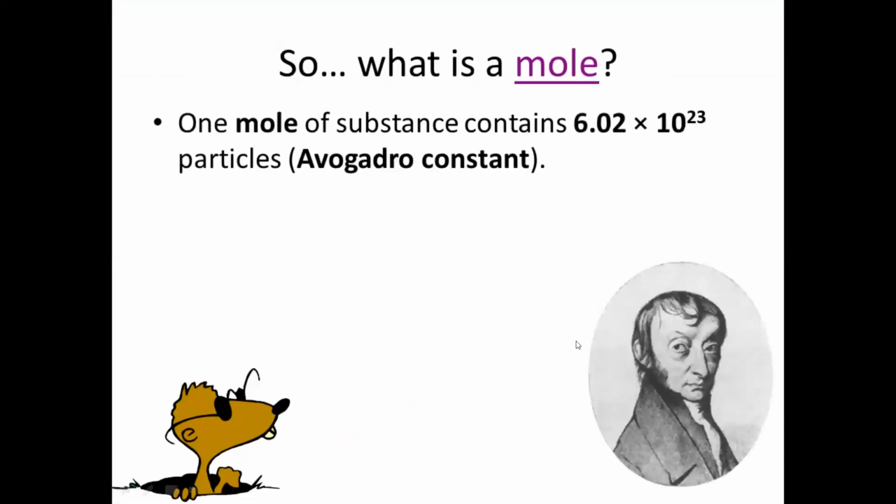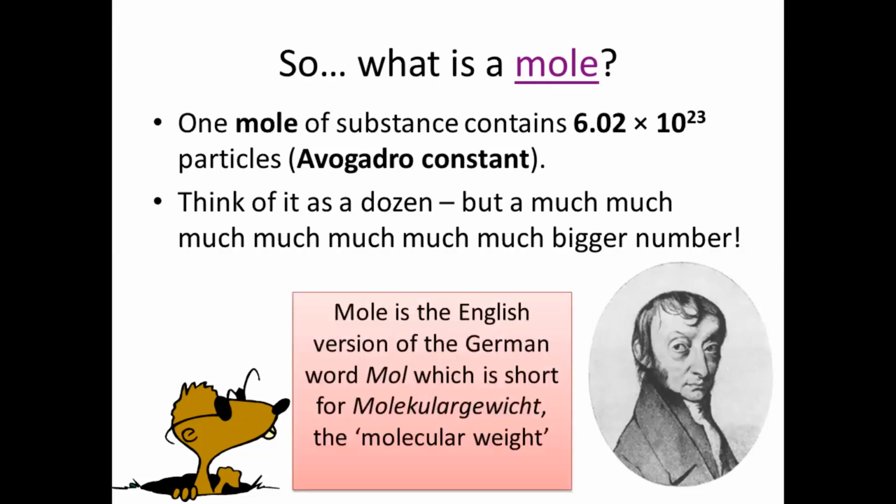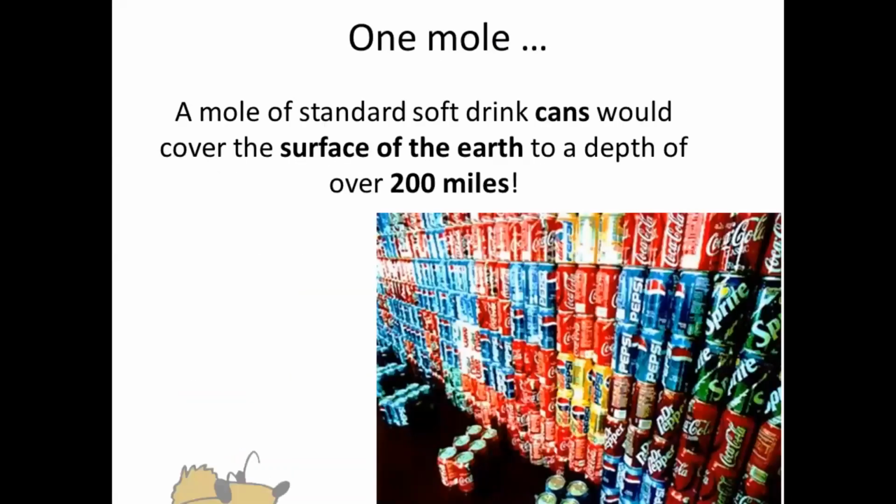So 1 mole of a substance contains 6.02 times 10 to the 23rd particles. That's called the Avogadro constant. You can think of it as a dozen, but a much, much bigger number, because it always contains the same number of particles. Depending on the size of the particles, the mass of 1 mole of something can be bigger or smaller depending on how big the particles are. However, it will always be the same number of particles. And mole is the English version of that German word coming from molecular weight.